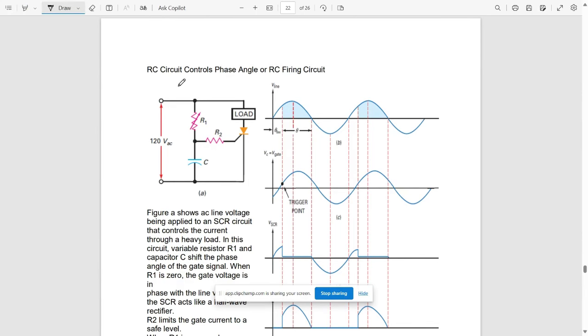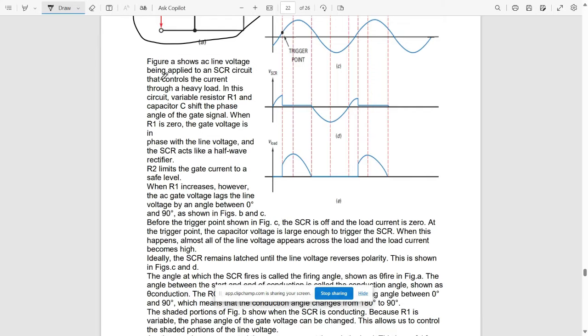Okay, again draw the circuit diagram and all the waveforms and these explanations. A few of the important points are enough. You need not be writing all of them. So this much you can write. And when R1 increases, what would be the phase angle and all? Mention those things.